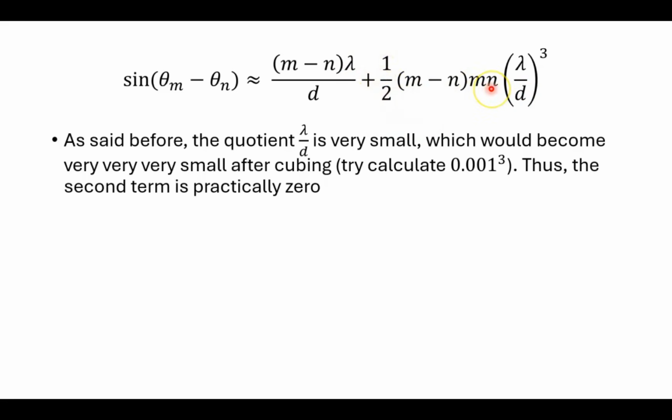And the m and n in a typical double slit setup, you won't observe maximums or minimums past 20 or 10. So their product won't be very big, and this is extremely small. So you can basically drop this second term. And if you drop the second term, it gives us this, which is the sine of the difference between the angle of maximums is approximately equal to the difference between the order of maximums times the wavelength divided by the slit width, which is exactly what we are trying to prove. So we can write a black square here, which means the end of proof.